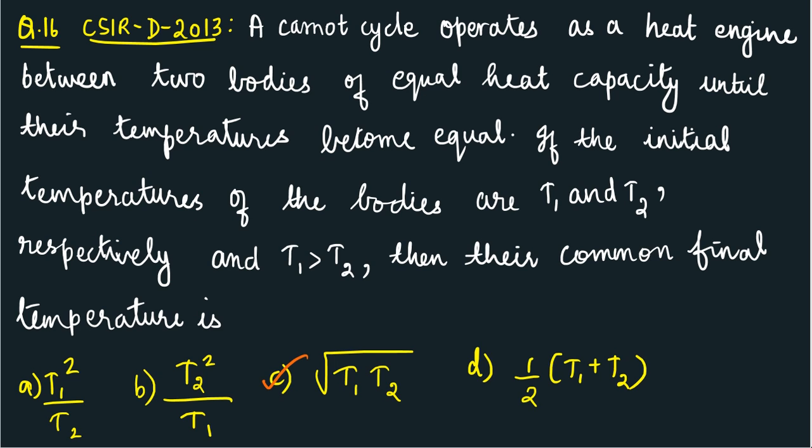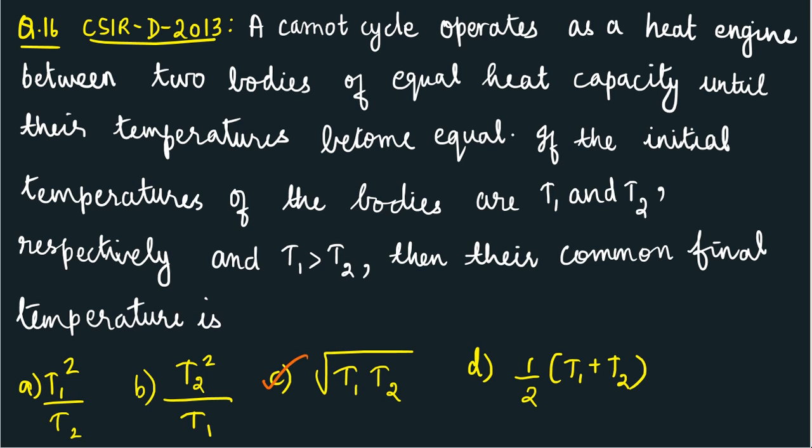I'm just going to read the question again. You have a Carnot cycle which operates as a heat engine between two bodies of equal heat capacity, until their temperatures become equal. T1 and T2 are the initial temperatures of the two bodies. You are going to find the common final temperature.